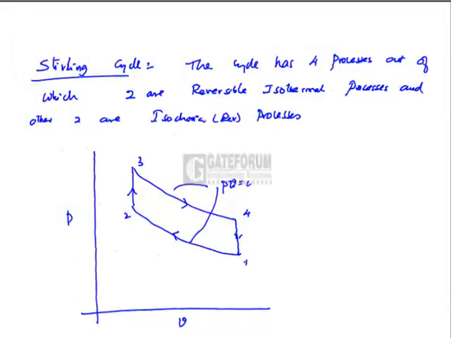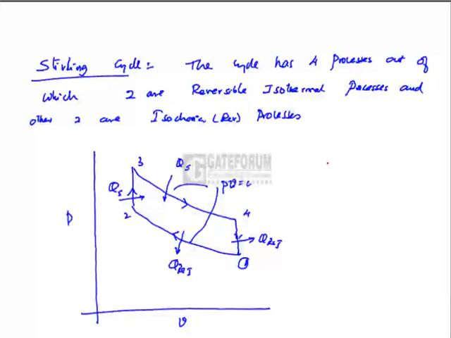1 to 2 is isothermal compression, 2 to 3 is constant volume heat supply, 3 to 4 is isothermal expansion, in which again there is heat supply, 4 to 1 is constant volume heat rejection, and 1 to 2 is again isothermal compression, heat must be rejected.